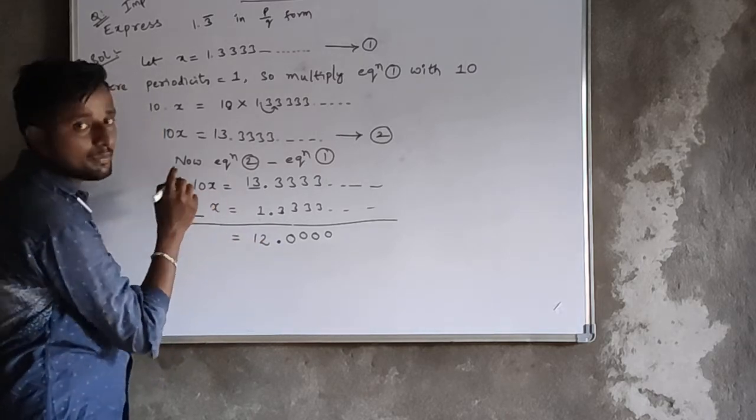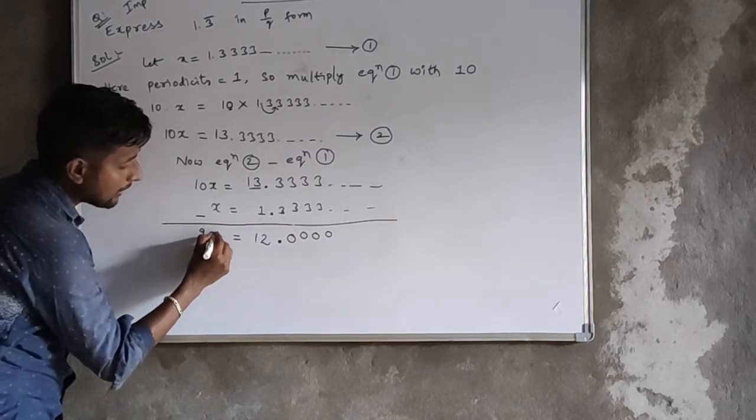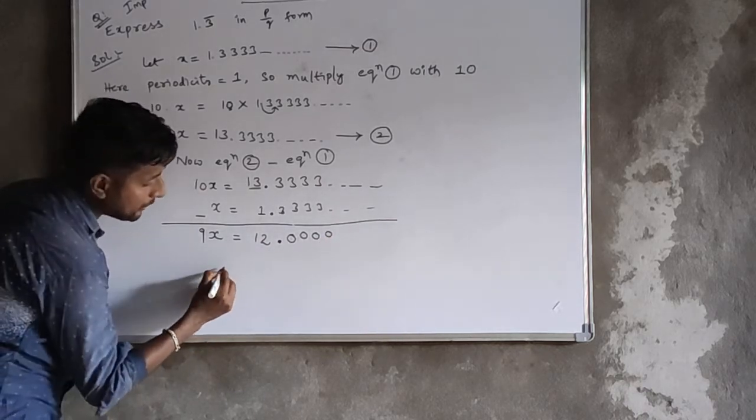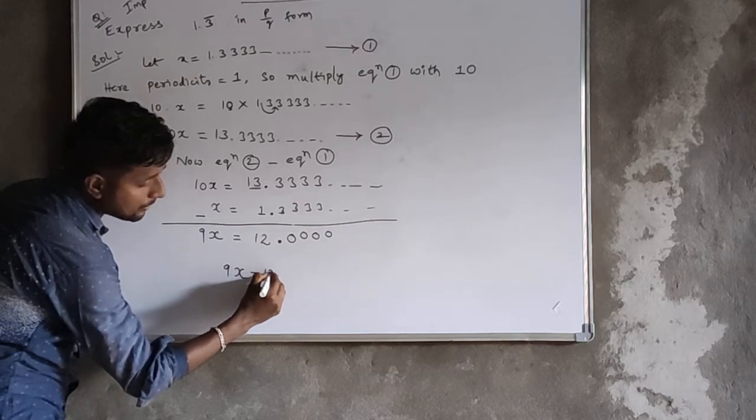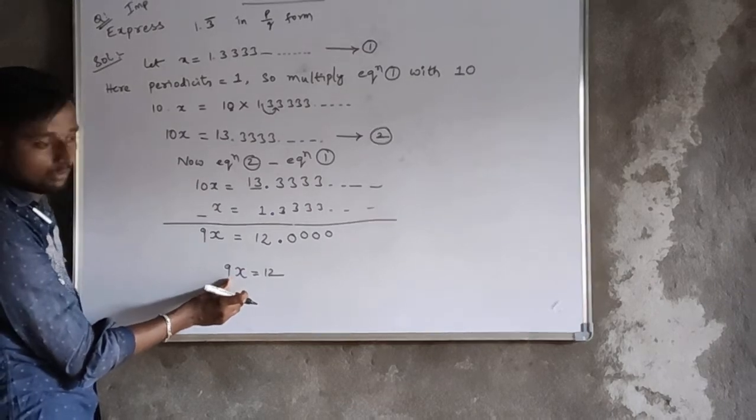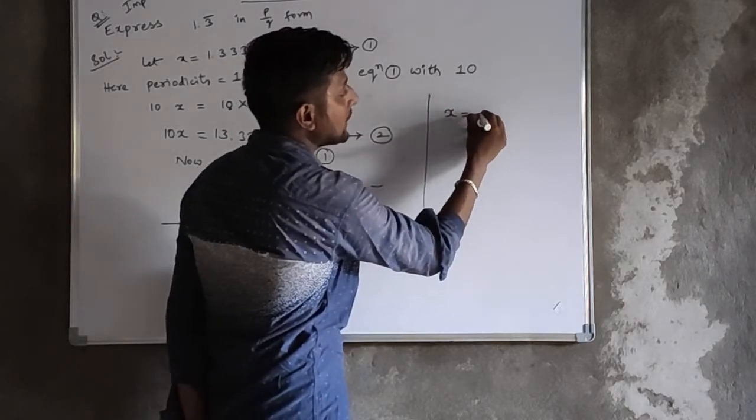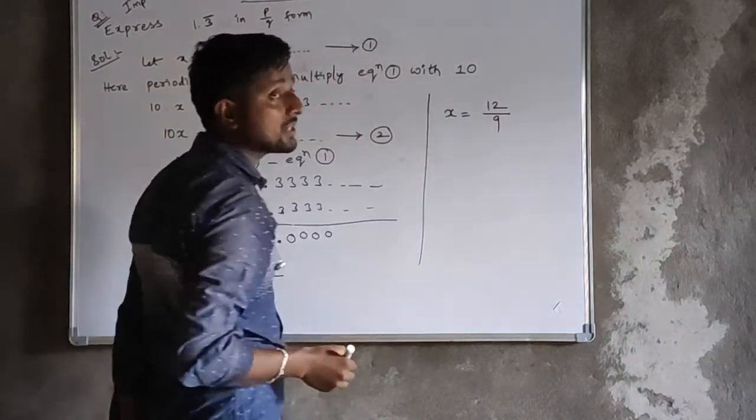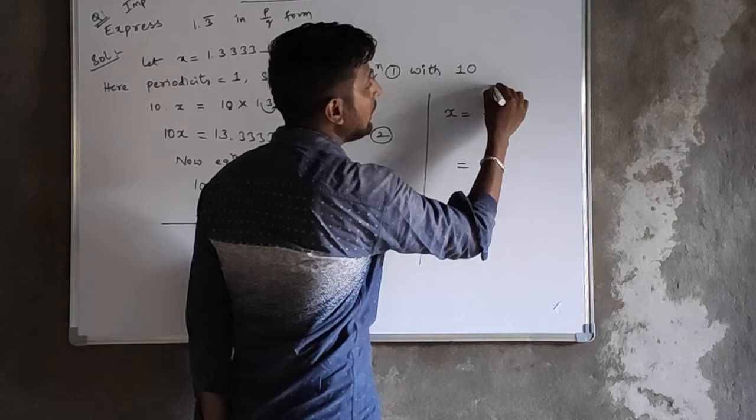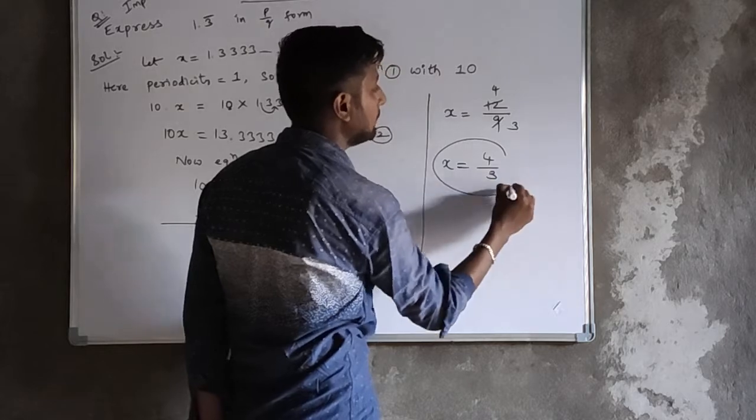So 10 times x minus x: I have 10 eggs with me, 1 egg is broken, so the rest are 9 only. And after the decimal all are zeros, so no need to consider the zeros. 9x equals 12. Here 9 is multiplying x, and when it comes to the other side it divides, doing the opposite action. Then I can write 12 by 9. The common factor for both is 3, so 3 times 4 is 12, and 3 times 3 is 9. So x equals 4 by 3.